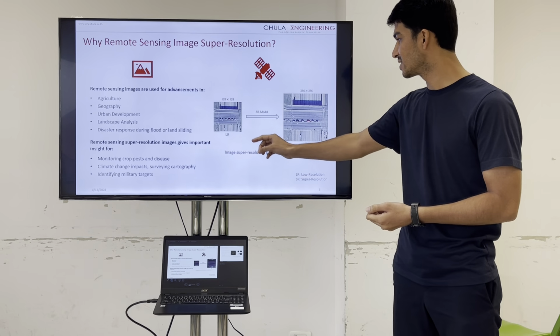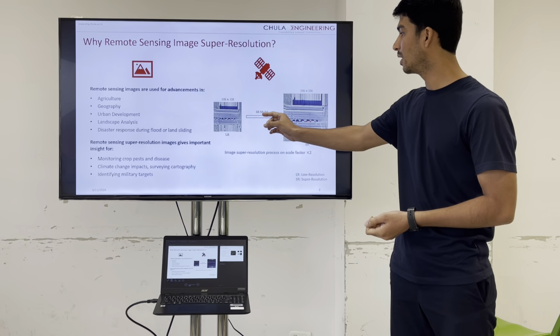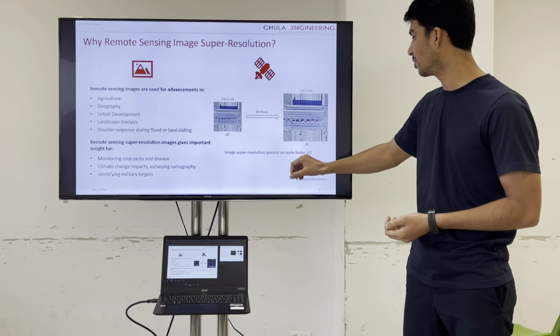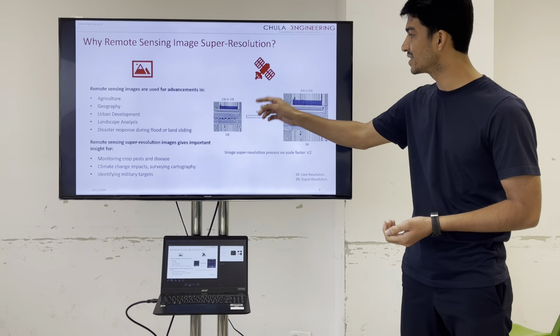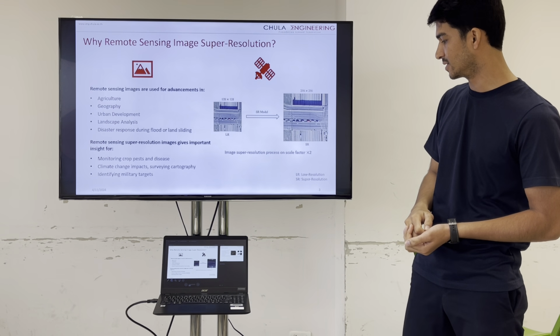So this is the basic example. We have a low resolution image and a super resolution model, the SR model, and we super resolve this image from 128 cross 128 pixels to 256 cross 256 pixels.